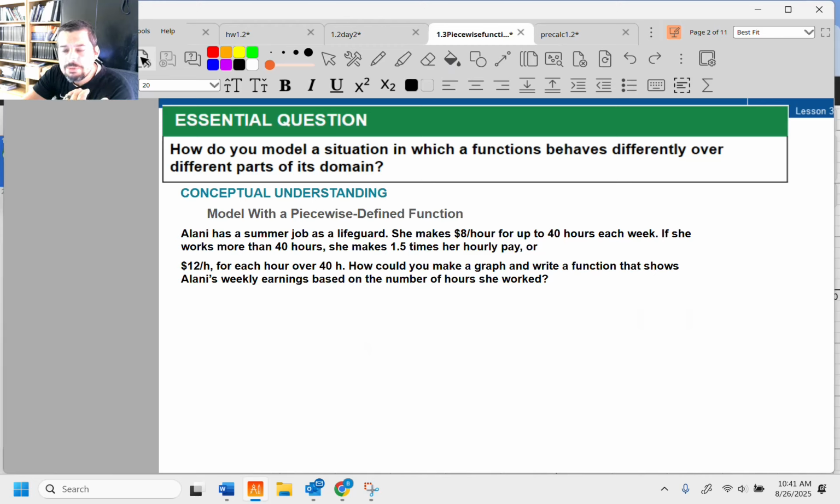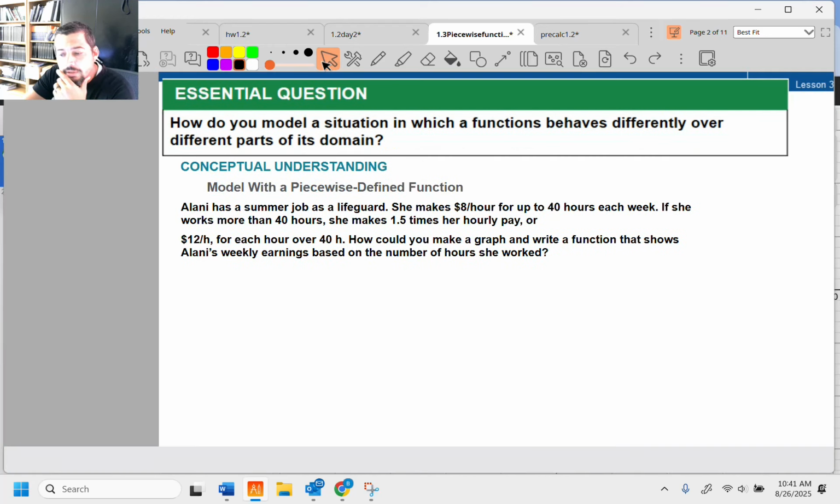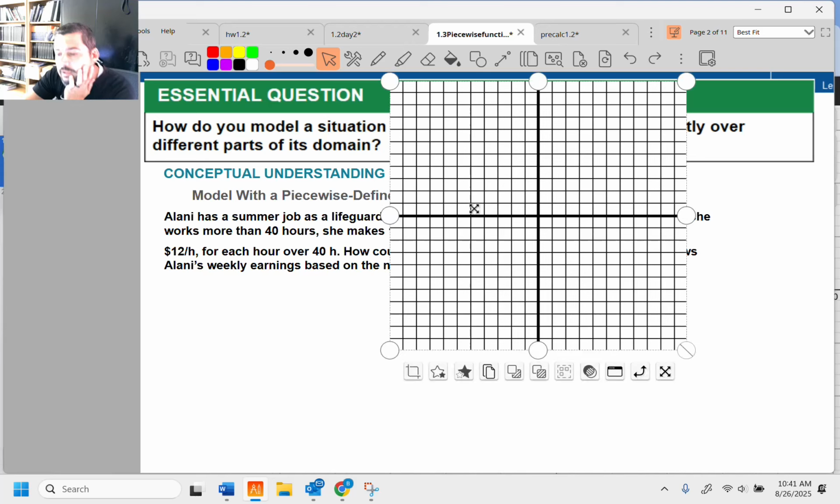Here's a conceptual understanding. It's modeling with a piecewise function. So Alani has a summer job as a lifeguard. She makes $8 an hour for up to 40 hours each week. If she works more than 40 hours, she makes 1.5 times her regular pay, or $12 an hour for each hour over 40. How could you make a graph and write a function that shows Alani's weekly earnings based on the number of hours she worked?